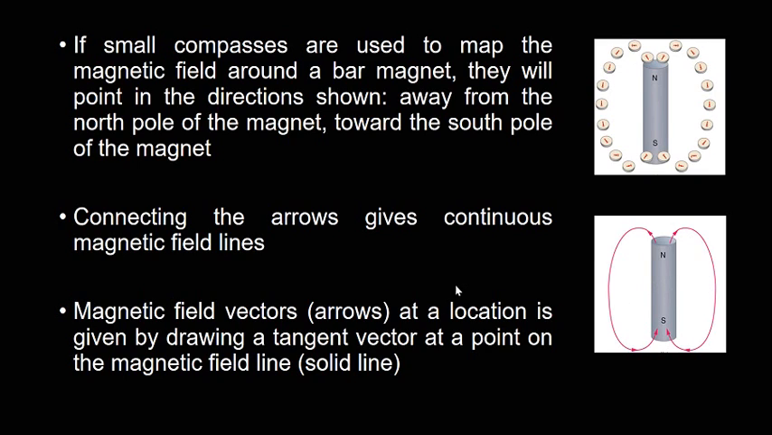So I want to differentiate here the meaning of magnetic field vectors and magnetic field lines. Magnetic field vectors are shown by arrows, and at any point in space you can obtain the magnetic field vector by drawing a tangent vector to the magnetic field line. So if you want to find the magnetic field vector at this point, you need to draw a tangent at that point. So magnetic field vectors are small vectors in space, whereas magnetic field lines occupy a region in space.